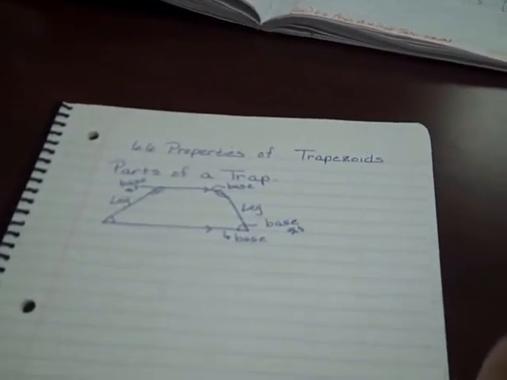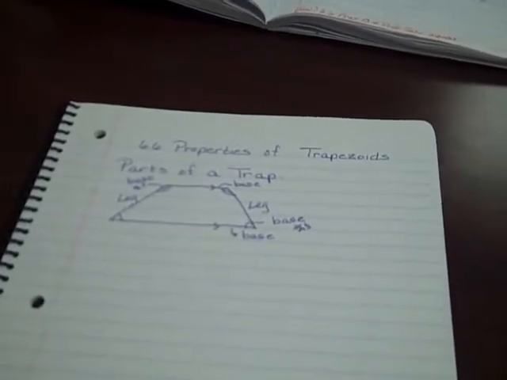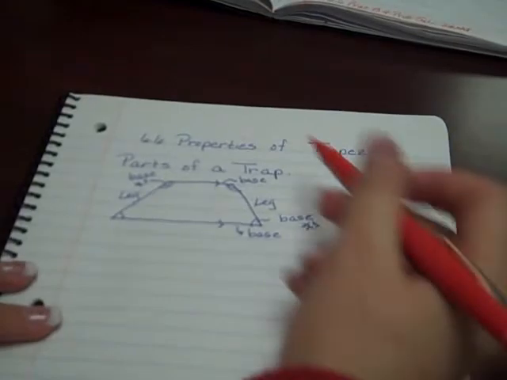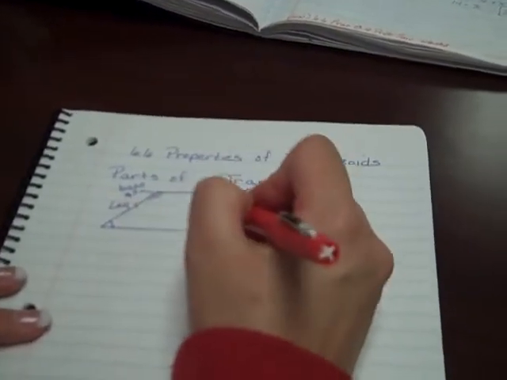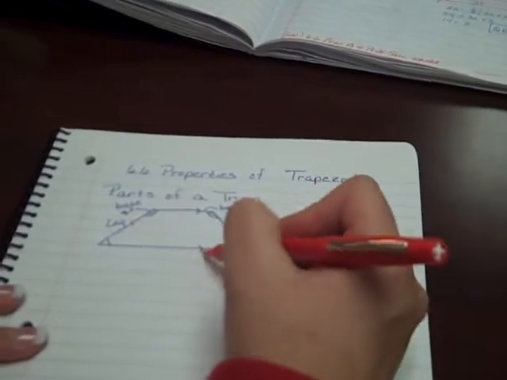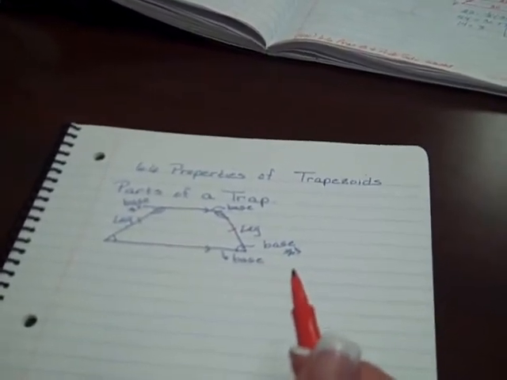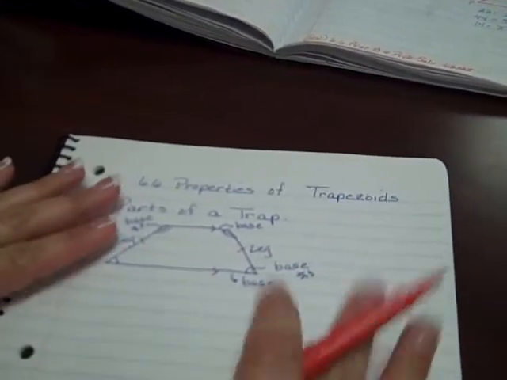The other thing that you have to learn is how to identify an isosceles trapezoid. An isosceles trapezoid says that both of my legs are congruent to each other and that both the top and bottom, or both of the bases, are parallel to each other. So this is the first thing that we need in our notes.